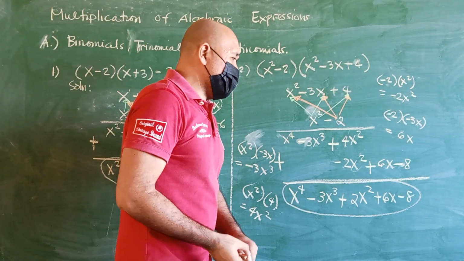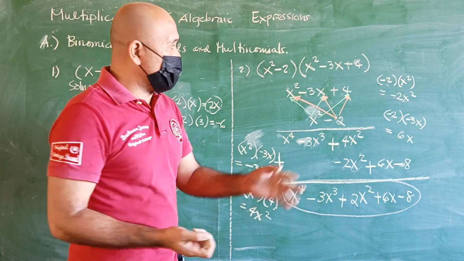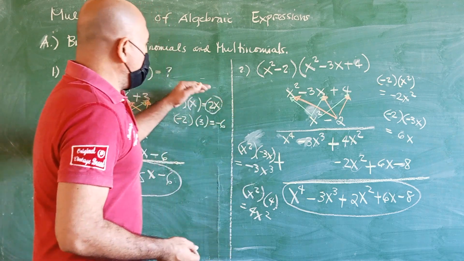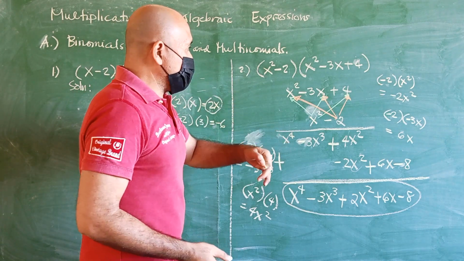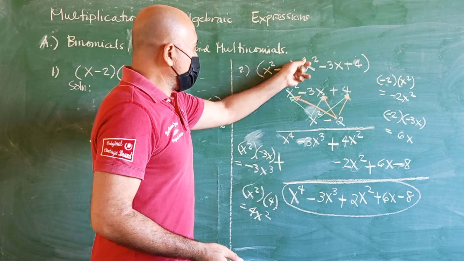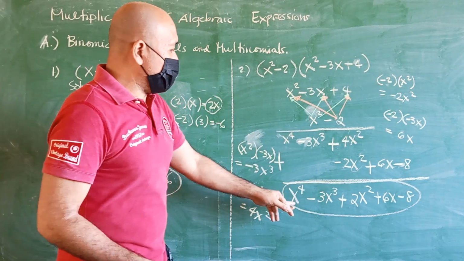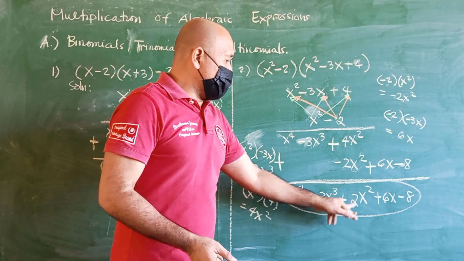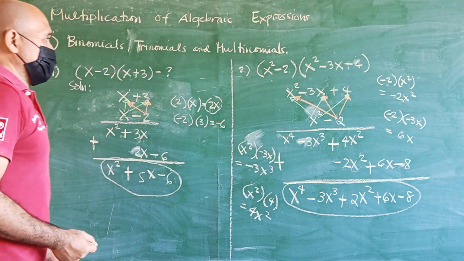So can you see the idea now? The application of the process from basic up to moderate, up to more than one term, until we reach the multiplication of binomials and trinomials. So therefore, class, as a conclusion, the quantity of x squared minus 2 times the quantity of x squared minus 3x plus 4, the final answer is x raised to the power of 4 minus 3x cubed plus 2x squared plus 6x minus 8. So that's it.